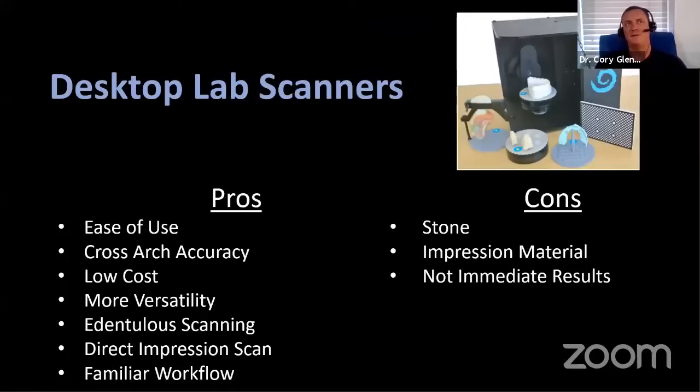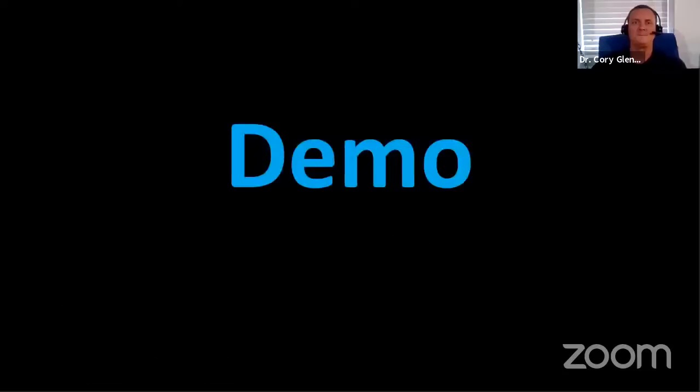If you're trying to do full arch models, you're going to have to pour it up in stone and then scan that. So you don't have immediate access to your results, but they're super easy to use and the cost is just insanely low. And then also, if you're going to get into dentures, even if you have an intraoral scanner, I think you need at least one of these low cost desktop scanners, because for edentulous cases, it's going to do a lot better.